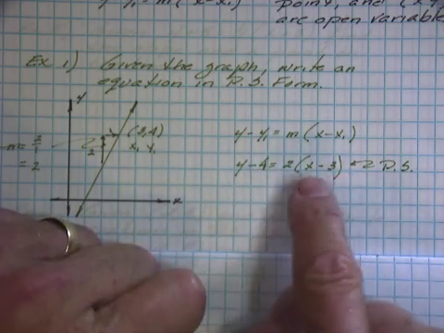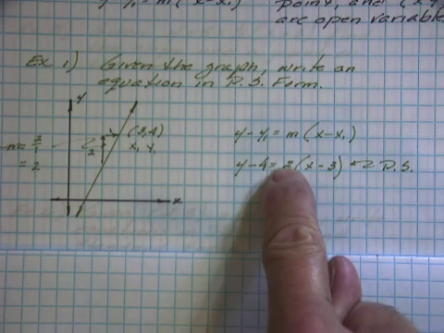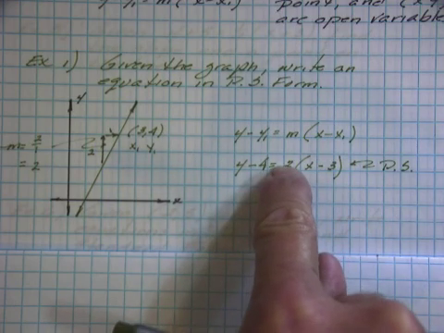From point-slope form, you can see you could pull out the known point as (3, 4) because you can see those numbers, and you can pull off the slope because you can see that number.